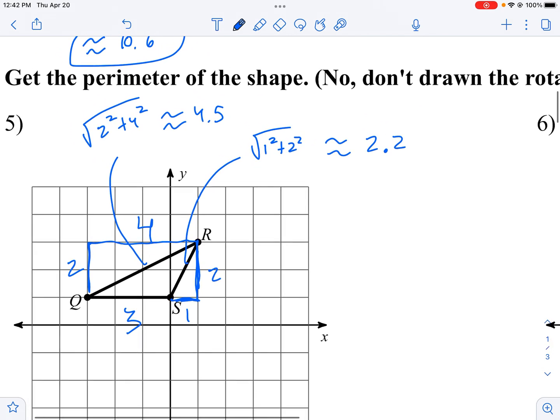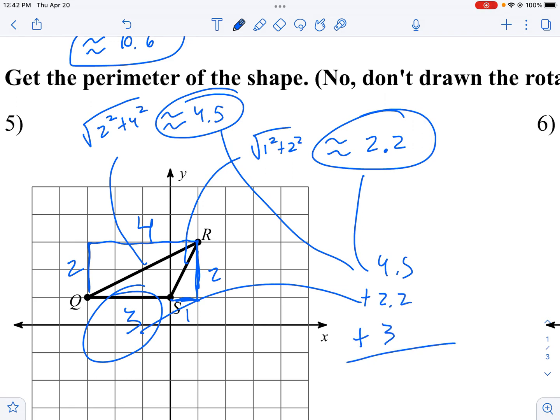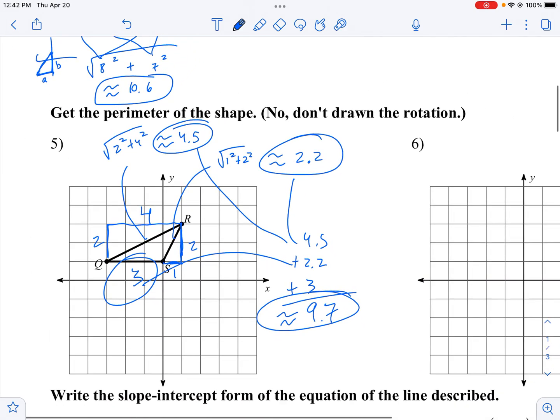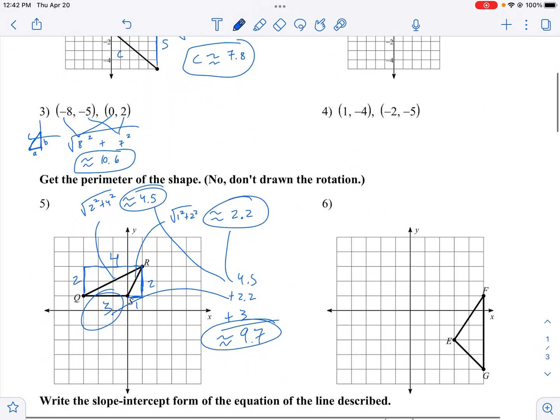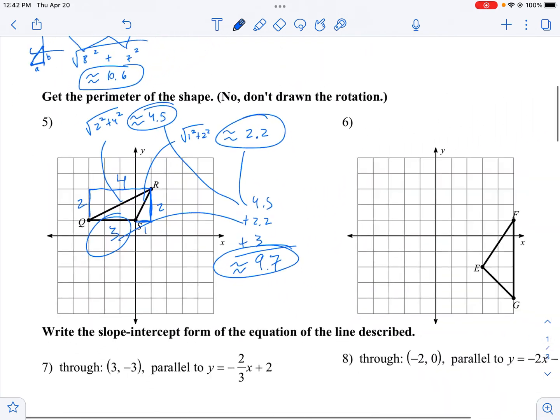Now I have my 3 distances. To get my perimeter, I need to add them all together. So you do 4.5 plus 2.2 plus 3, and you're looking at 9.7. So this is about 9.7 perimeter on that shape. So that's how you get distance if it's not on a graph. That's how you get perimeter, which is distance all the way around.